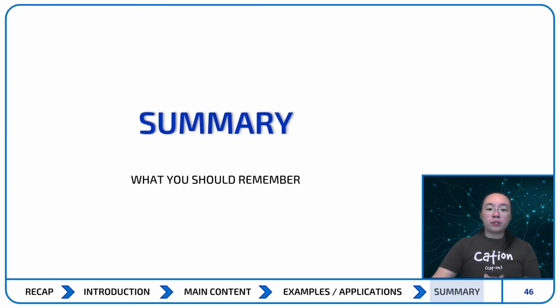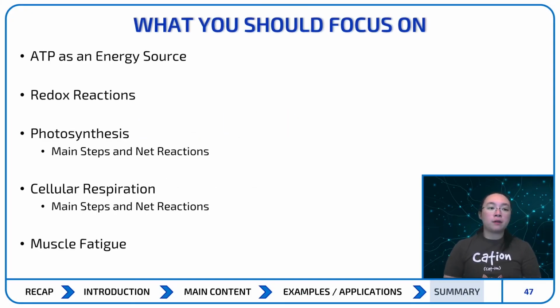So just as a summary of what to remember, you should focus on ATP as an energy source, the different redox reactions we talked about, and the differences between a reducing and an oxidizing agent. Photosynthesis, know the main steps and the net reactions. You don't have to know every detail, but remember the big picture. What are the main steps? What kind of components and substances are involved, like the photosystems, chlorophyll, where they take place, whether it's in the thylakoid membrane or in the stroma. Know about cellular respiration, where it takes place, mitochondrial membrane or in the matrix. Once again, don't get into the details too much.